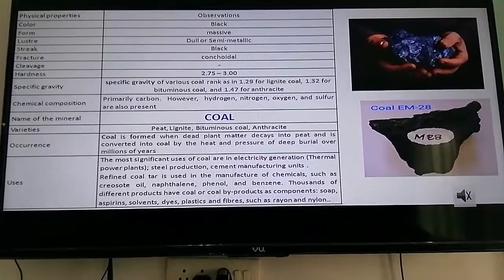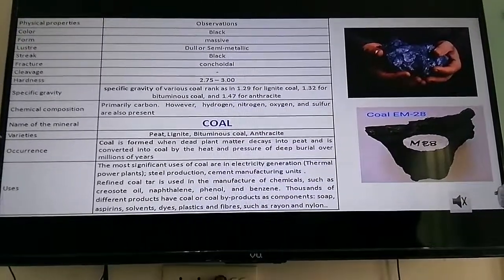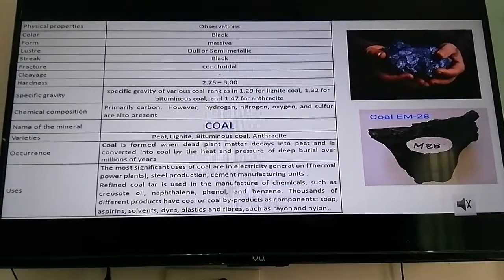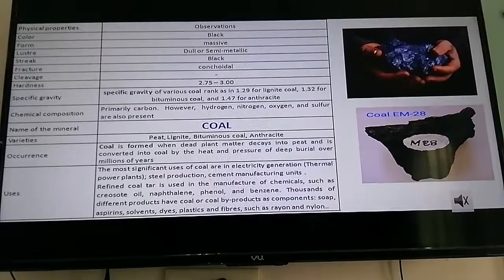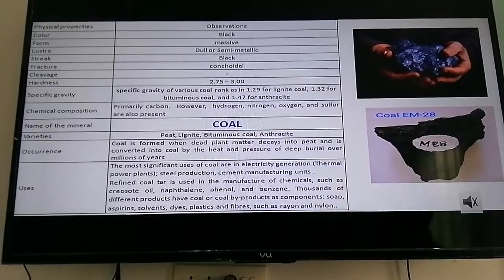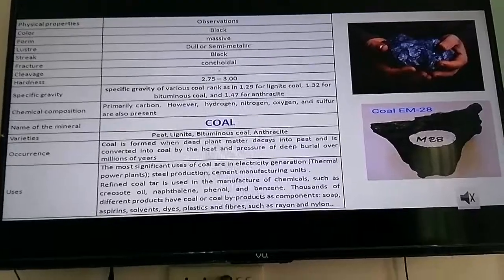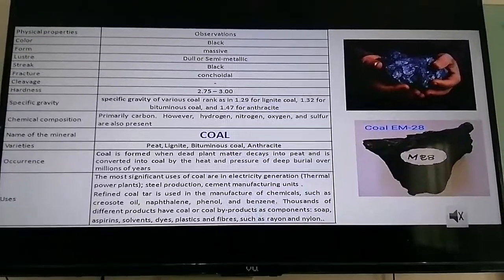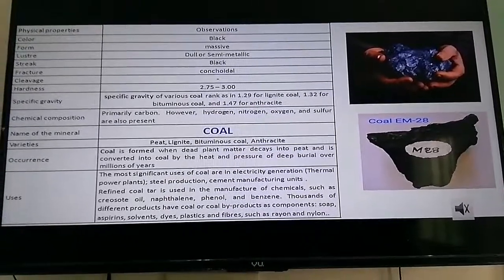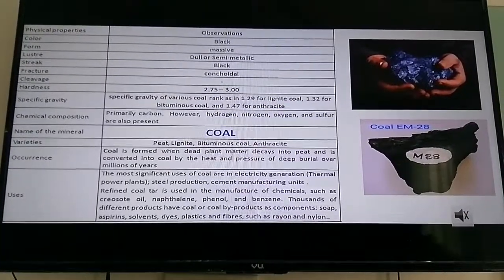So coal is used in producing electricity, especially in thermal power plants, steel production plants, cement manufacturing units, and refined coal tar is used in the manufacture of chemicals such as creosote oil, naphthalene, phenol and benzene. Thousands of different products have coal or coal byproducts as components. Soap industry, aspirins, solvents, dyes, plastics and fiber industries also use coal, as rayon and nylon.